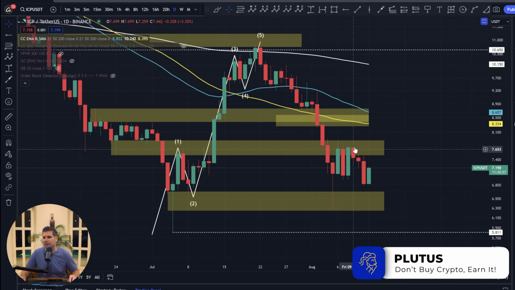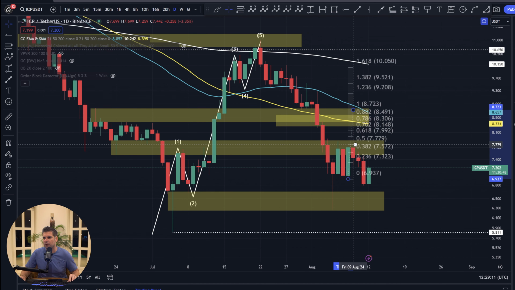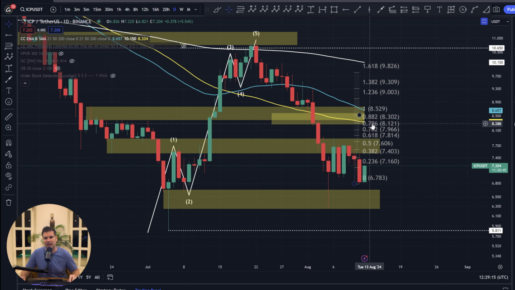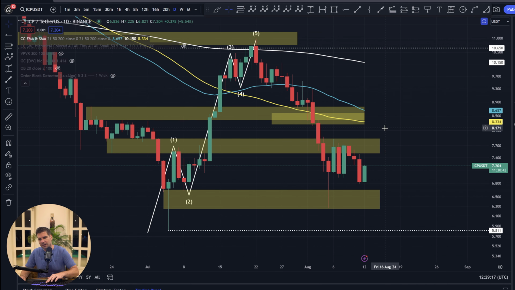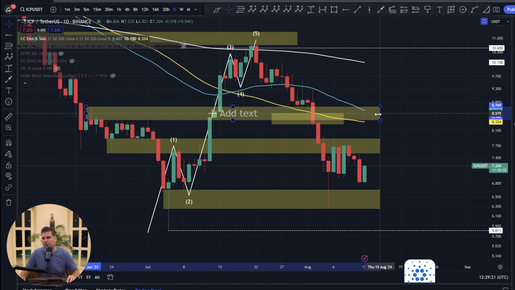Well, it looks to me like we have a three-wave correction to the downside. Following this, we are likely to see another surge to the upside. But there are a few things to be a little bit cautious of. Let me run you through what I think. We have the ability to come up and test out the 50 SMA. This also is an area of previous support and resistance right in this little pocket here.